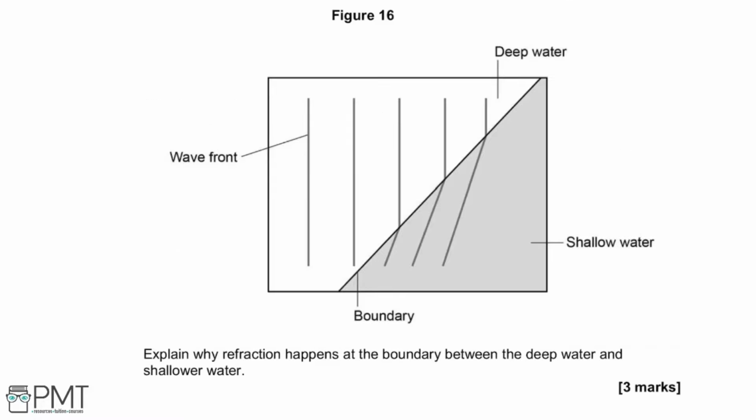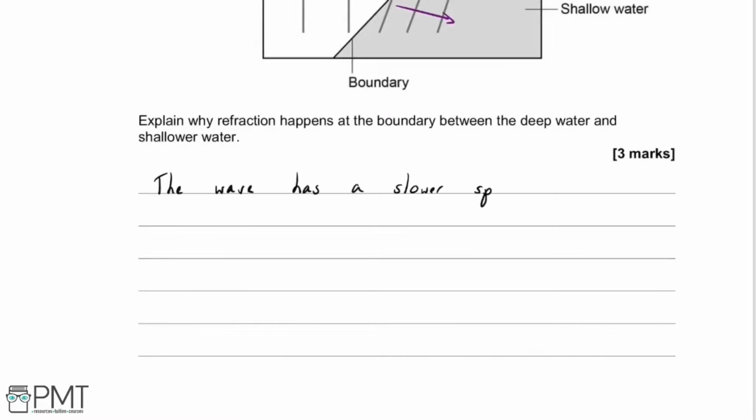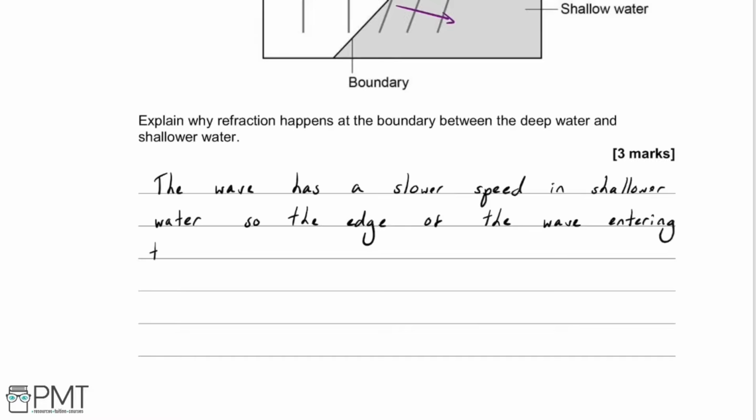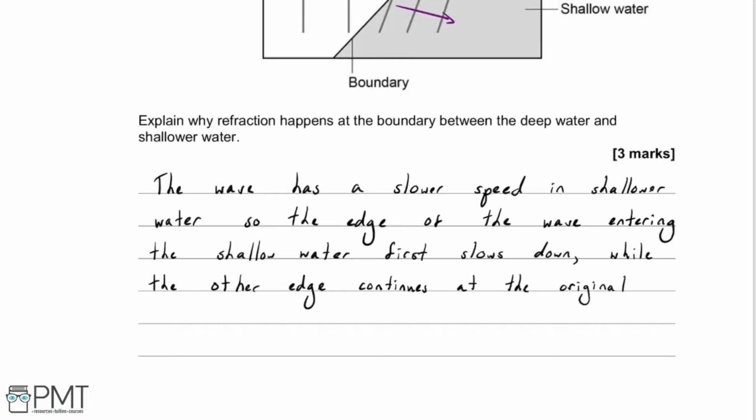So looking at figure 16, we can tell that it's refracting because the angle of the waves has changed. So this is the direction that it starts as going in, and then this part of the wave ends up going at an angle to it, so more in this direction. And you can also see that the wavelengths have got shorter. This happens because the waves have a slower speed in the shallower water. So the edge of the wave entering the shallow water first slows down. And while that happens, the other edge continues at the original speed, causing a change in direction.